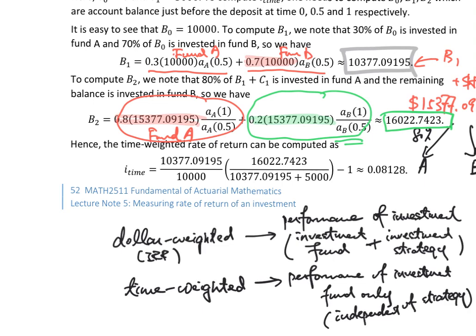Depending on the situation, you pick the appropriate one to examine the performance. If I want to evaluate the entire investment including my strategy, then you should choose the dollar weighted rate of return. But if I just want to investigate the performance of the investment fund, so that I can decide which financial instrument to choose, then you should consider the time weighted rate of return. This is what I want to say about topic number 5.